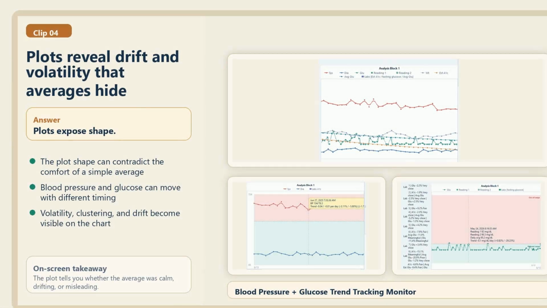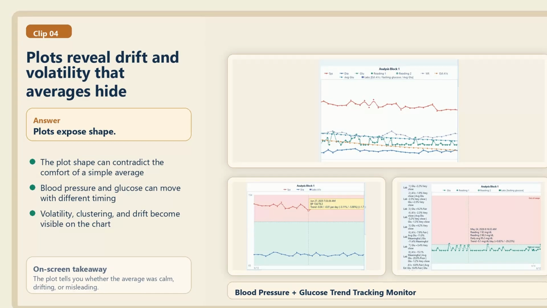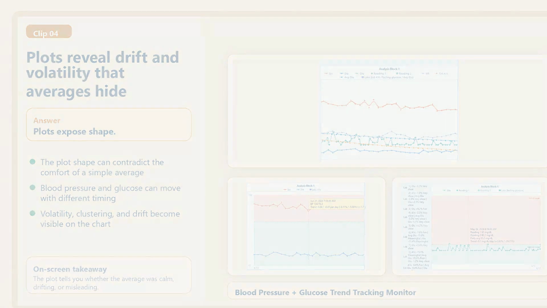Plots reveal drift and volatility that averages hide. The plot view catches a different class of hidden pattern, shape. A stable average can still hide a rising glucose line, a widening blood pressure spread, or a short noisy burst that deserves context. The all plots view shows how blood pressure, glucose, weight, and estimate lines move together, while the individual blood pressure and glucose plots let you inspect the direction more closely. That matters because the question is not only what the average was. It is whether the line was stable, drifting, clustering, or breaking trend near an event.